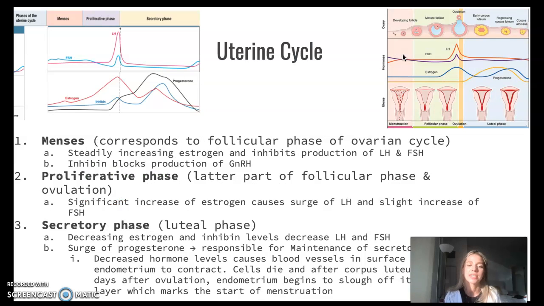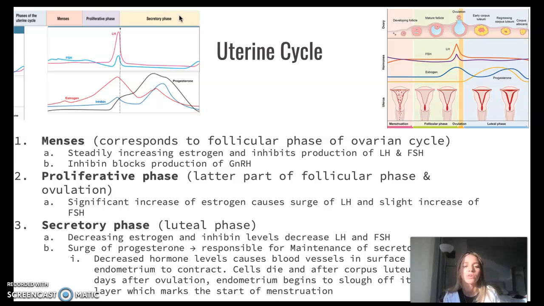Next, moving on to the uterine cycle, it really mirrors the ovarian cycle closely in its 3 steps. However, it's broken down just a little bit further. The menses corresponds to the follicular phase of the ovarian cycle. Here in the top left, you can see the phases of the uterine cycle and the menses. This lines up directly to the follicular phase, and then the proliferative phase, which is next, mirrors the ovulation, and the secretory phase in the top right mirrors the luteal phase.